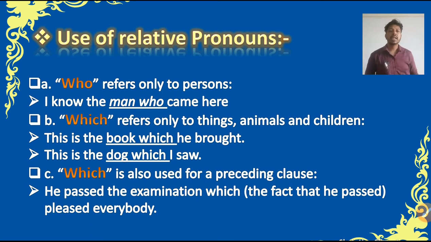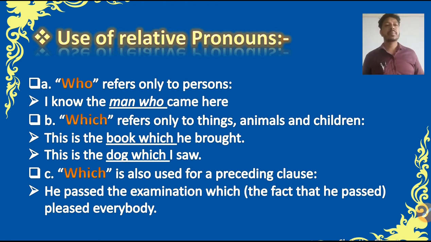Here is the example. He passed the examination. It is an independent clause, and it is a total clause or a sentence. And after that, which pleased everyone. So here it is a fact. The fact is that he passed. And this news that he passed, this news pleased everyone. So in this way, we can use the relative pronoun.